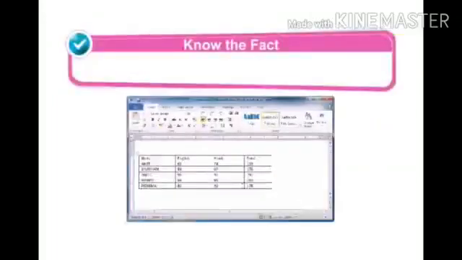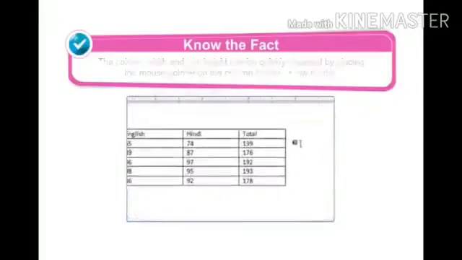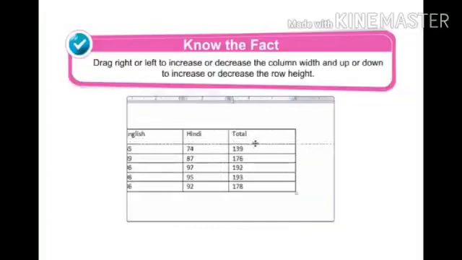Students know the fact that column width and row height can be quickly changed by placing the mouse pointer on the column border or row border and dragging the double-headed arrow. Drag right or left to increase or decrease the column width and up or down to increase or decrease the row height. Let us talk about splitting cells.